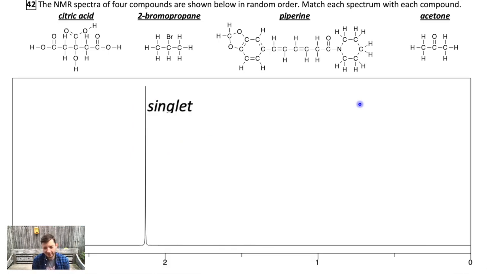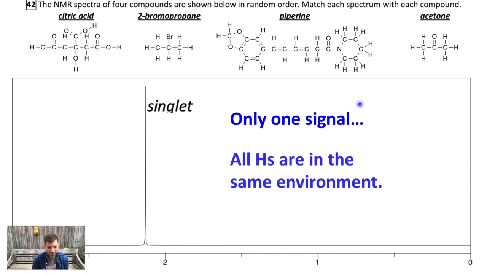What about the one right next to it? This has nothing other than a singlet. Notice there's no integration written because there's nothing to compare this to. The integration is just a relative ratio of hydrogens. It's not absolute. But if there's only one single signal, then there's only one type of hydrogen. So they're all in the same type of environment.